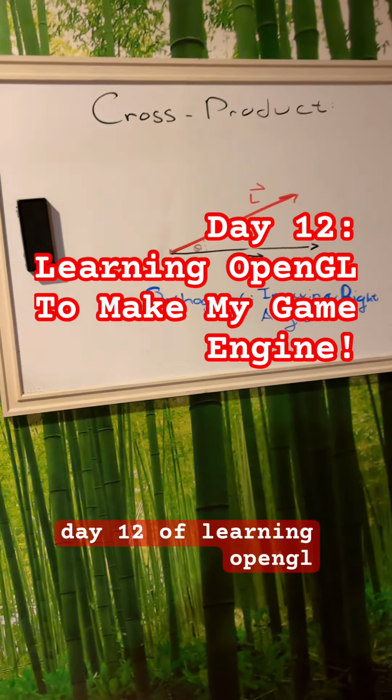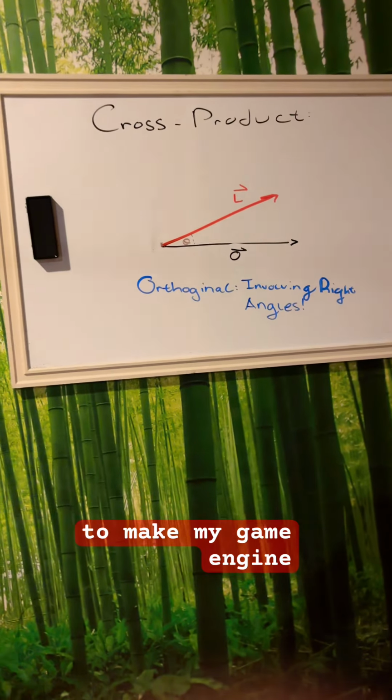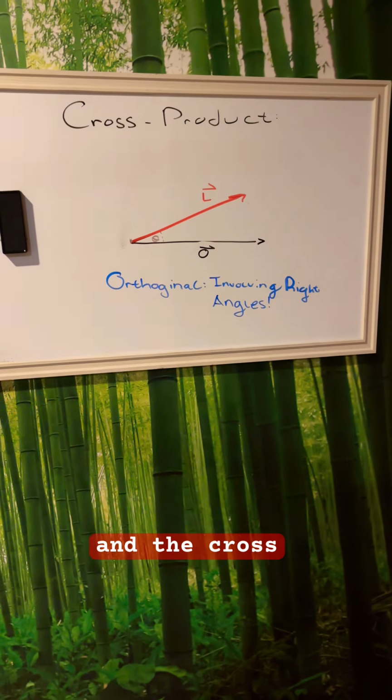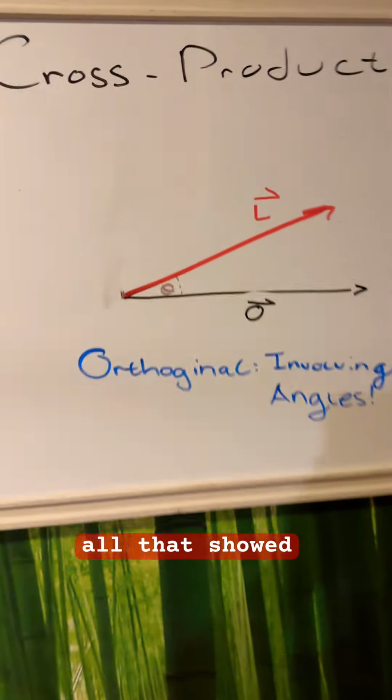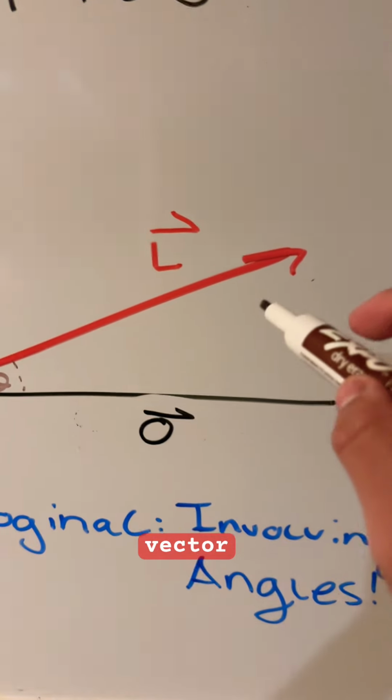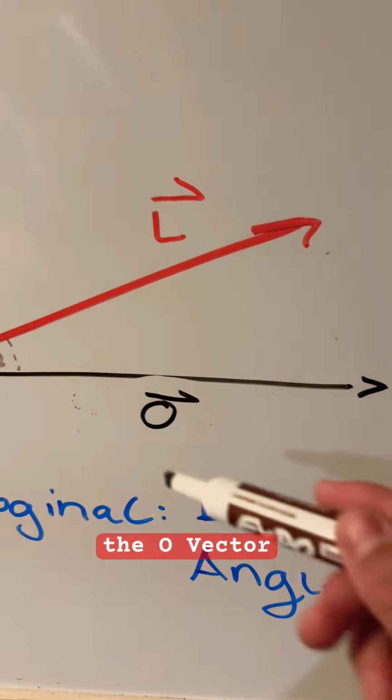Hey guys, today's day 12 of learning OpenGL to make my game engine, and today I'm learning about vectors and the cross product. Previously, I learned about the dot product, and all that showed was how to project one vector, assuming the L vector, onto the O vector.